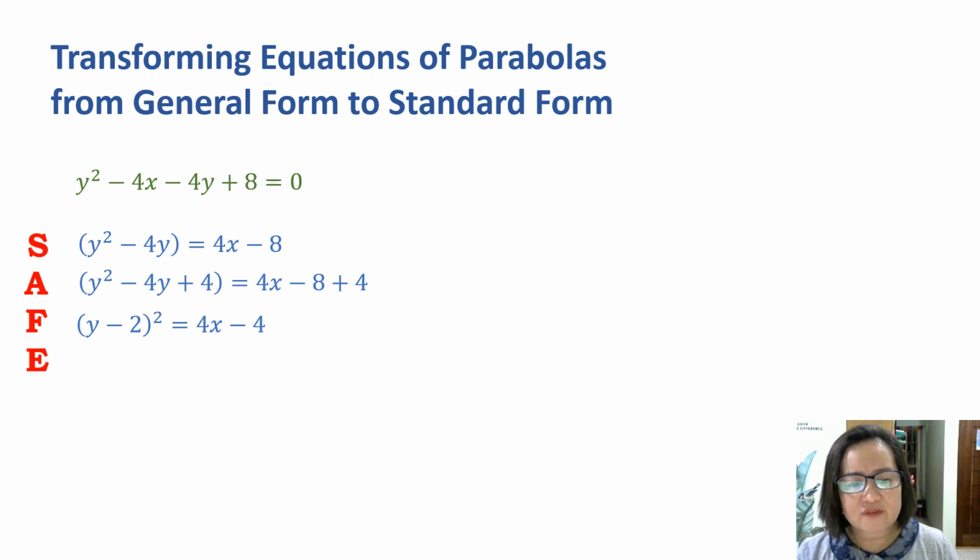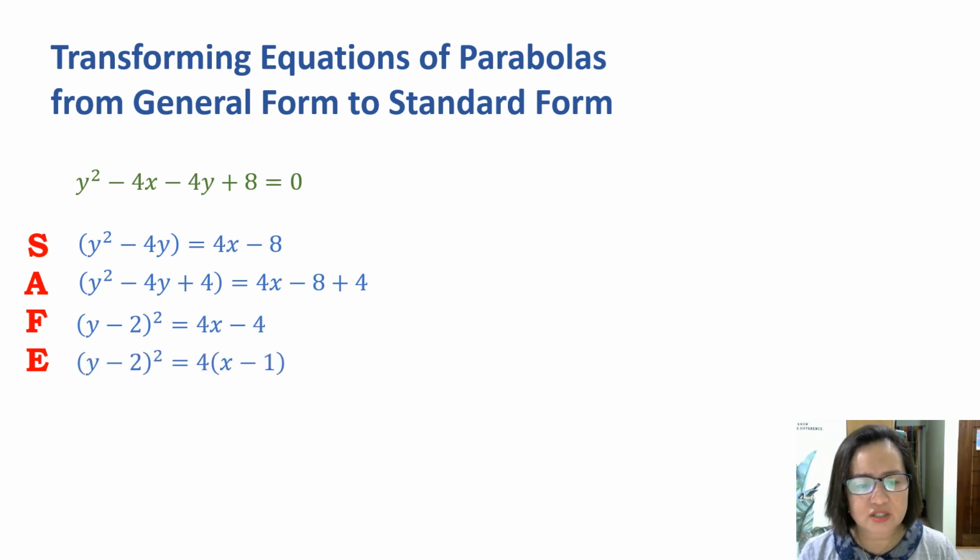Combining that, we will have negative 4. So at the right side, we will have 4x minus 4. For the last step, we extract the common factor of the expressions at the right. So we will have 4x minus 4, that is, the common factor is 4. So 4x divided by 4 is x, negative 4 divided by 4 is negative 1.